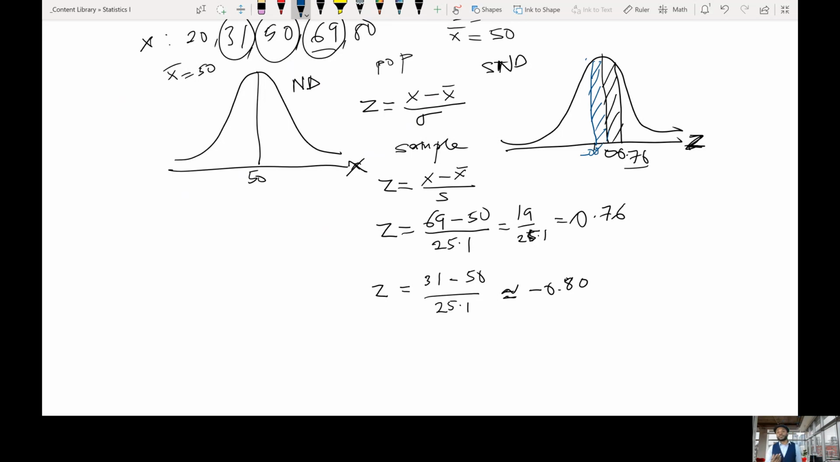Okay, so that's how to find the z-score. So the z-score measures the number of standard deviations a data value is away from the mean. That's a z-score. Good. Now, if you have any question, let me know.